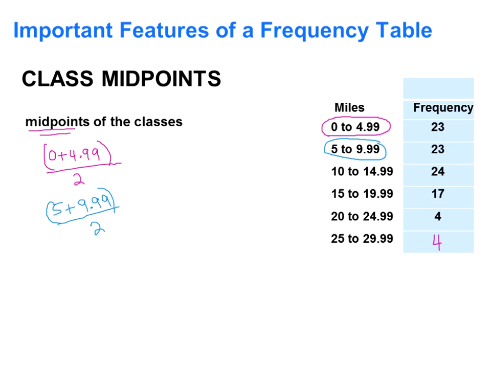Okay, you're going to continue doing this. Here's another one. I'll do one more. And I'm on the third class. So again, to find the class midpoint, you take the lower class and the upper class, divide by 2. Okay, so this is what I have for the class midpoints.